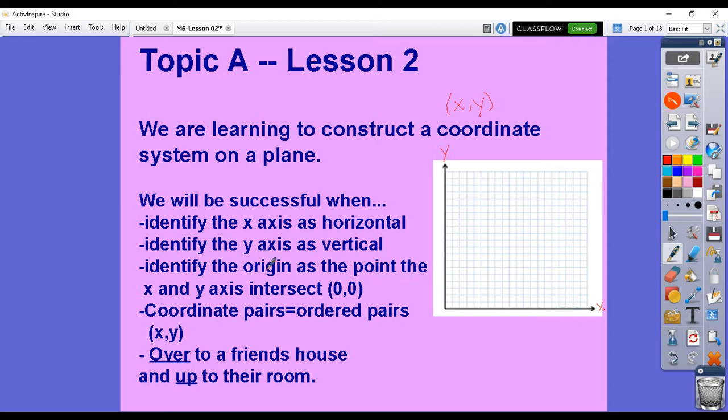We also have to remember the origin is the point where the x and the y-axis intersect. That's right here. And the ordered pair for that, or coordinate pair, is 0, 0. The other thing is I will say ordered pairs, but it also is the same thing as a coordinate pair, and the x coordinate comes before the y coordinate. So the way I teach this in my classroom is we're going to start here at the origin, and we're going to go over to a friend's house, and then we're going to go up to their room.